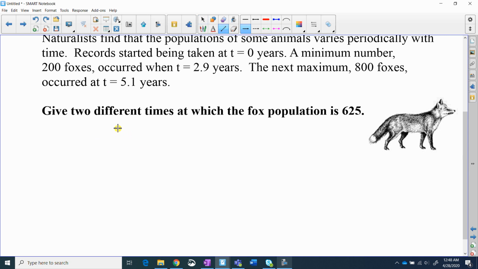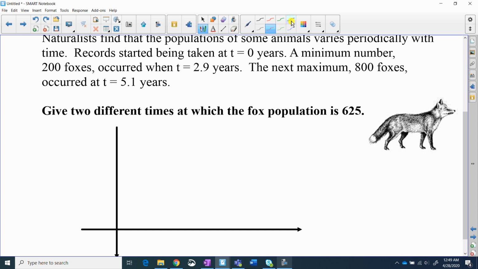So I'm going to give myself a grid here. All right, so what do I know? Now this, again, is a little bit different. They give you key points. They don't give you how long it takes to make a full pattern. Well, this graph is going to start the pattern. I'm going to start it at 2.9. The reason I'm starting it there is because it told me it was at an all-time low at that particular time, and that low was 200 fox. So this is going to be my time axis, as always, in years. And this is going to be my fox population.